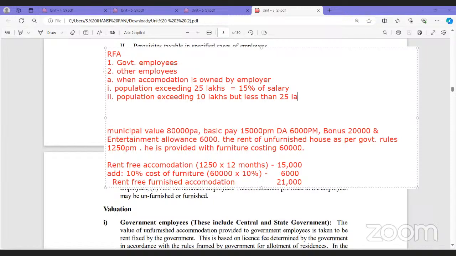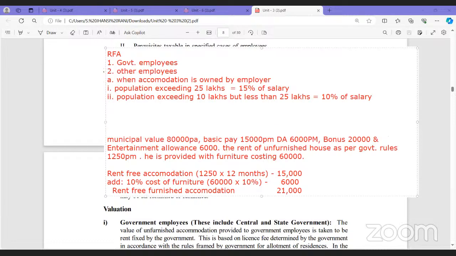In that case, we will take 10% of salary, when the population is exceeding 10 lakhs but less than 25 lakhs. Suppose he is staying somewhere remote, in Adilabad, Utnur or Kagaznagar of Adilabad district, where the population is less than 10 lakhs, then it will be 7.5% of salary. So this you have to remember.